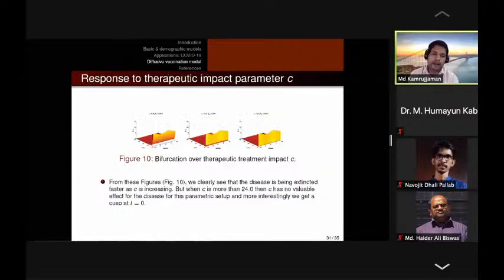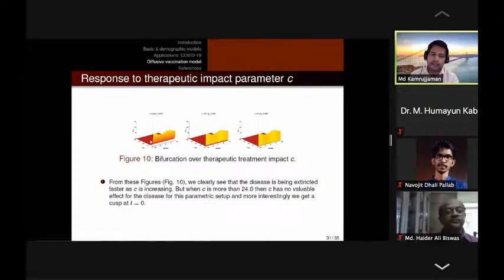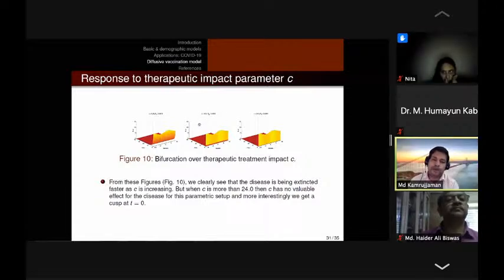And now we have the large solution due to the effect of the therapeutic impact C, and this is the bifurcation scenario, where C is 0.25, 12, and 24. When C is comparatively very small, there is a good effect, and in all three figures the infected class tends to zero. After a certain stress level, there is no effect of the therapeutic impact. Sometimes the therapeutic impact can also be negative. Okay, we can explain it later if necessary.